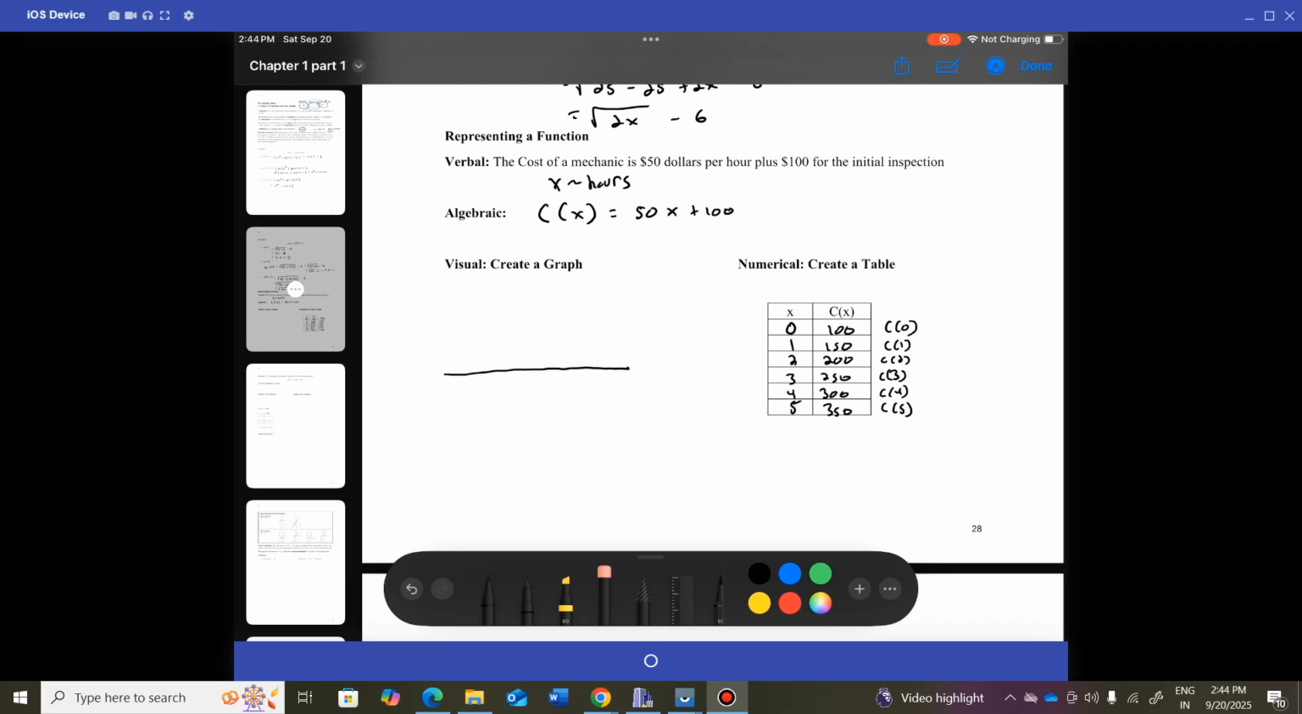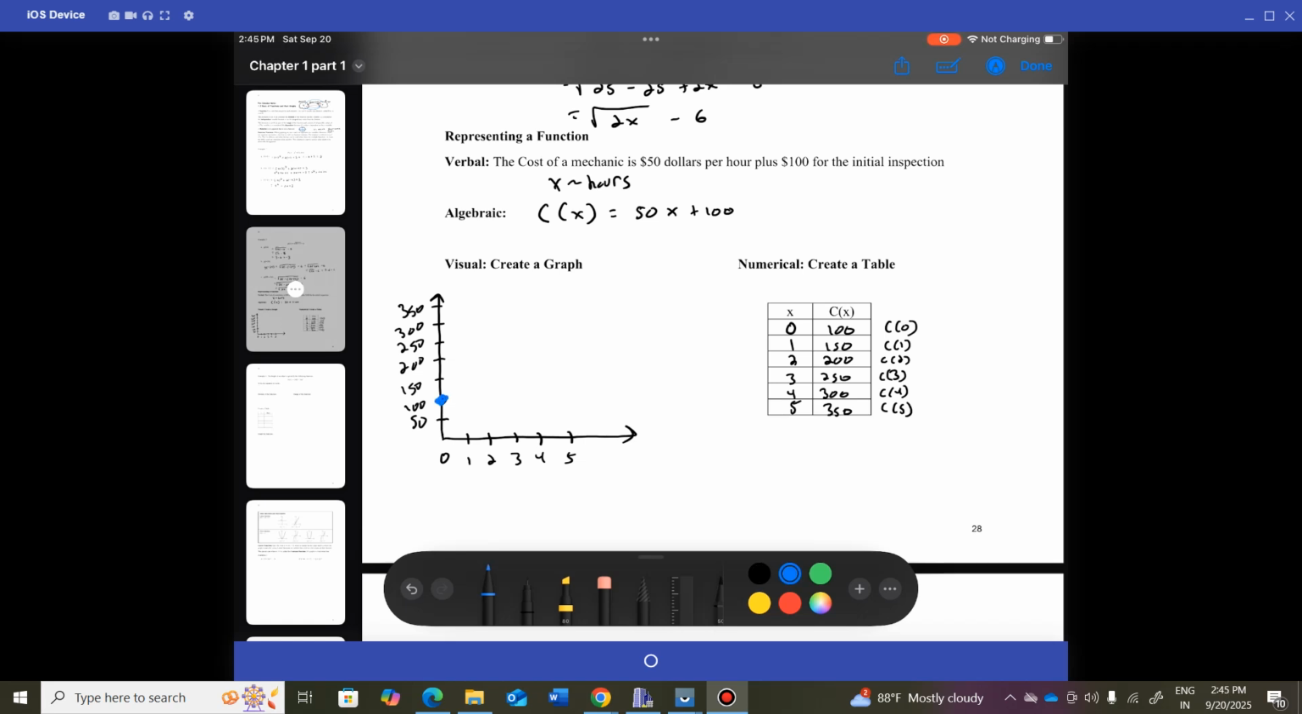And so all values are positive, so we'll just graph the first quadrant. So 0, 1, 2, 3, 4, 5. And we'll count by 50 here. 50, 100, 150, 200, 250, 300, 350. And then we plot points. 0, 100 is your initial. It costs $100 for them to look at the car.